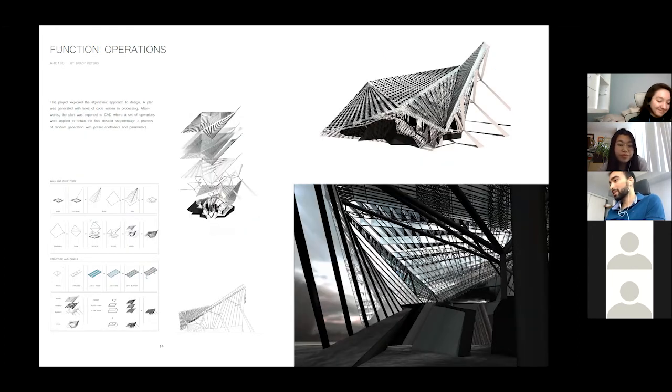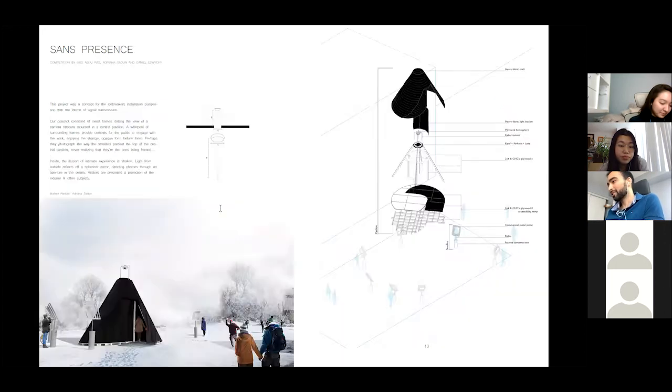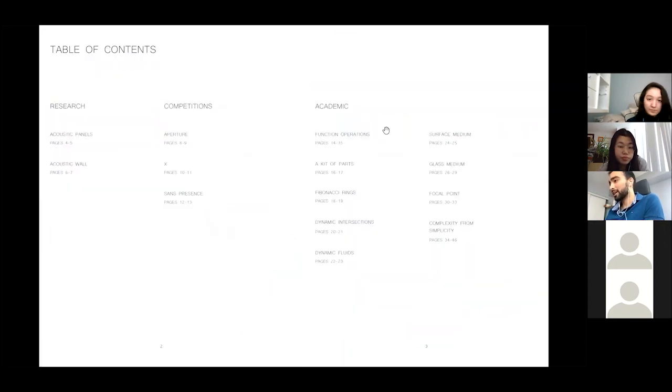And then for academics, you saw I had a lot of pages, and most of them were just one pagers, just to show different styles.